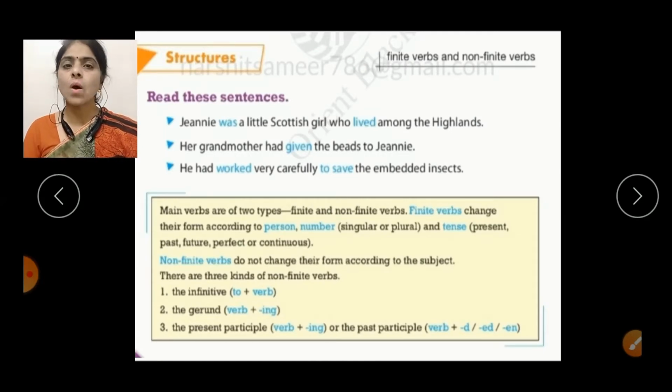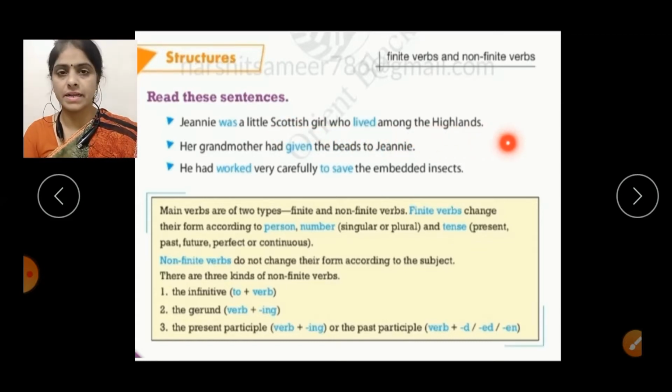Students, here on page number 40, in a structure, we will learn about finite verbs and non-finite verbs. To understand the finite and non-finite verb, first of all, let's have the reading of these sentences. The first sentence is, Jeannie was a little Scottish girl who lived among the Highlands. The second one, her grandmother had given the beads to Jeannie. The third sentence is, he had worked very carefully to save the embedded insects.